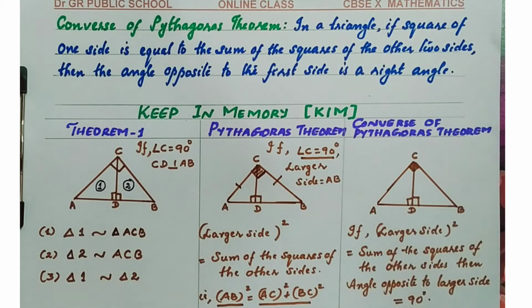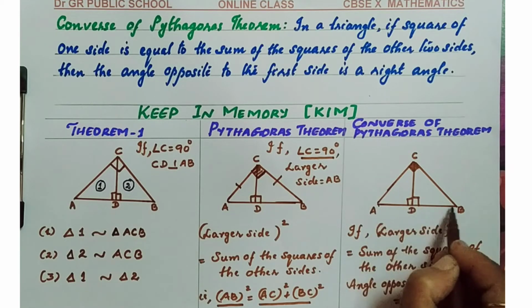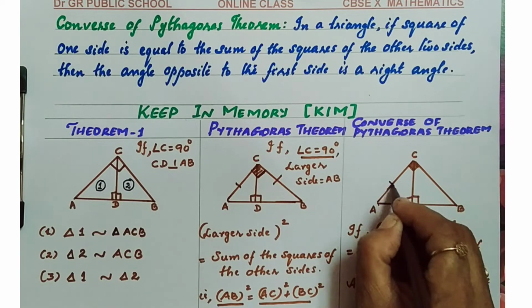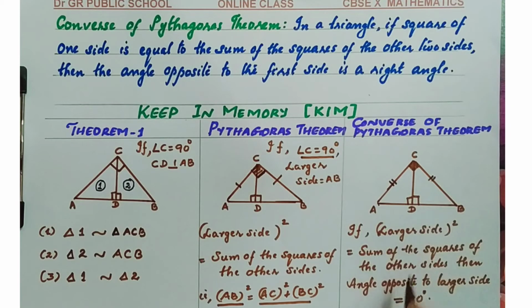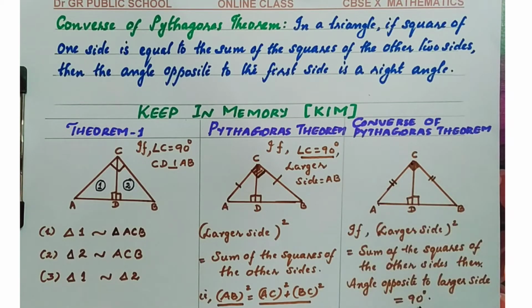The converse of Pythagoras theorem states that if the larger side, suppose AB is the larger side, squared equals the sum of the squares of the two small sides, then the angle opposite to the larger side will be 90 degrees. So try to keep this theorem in memory to do the problems.